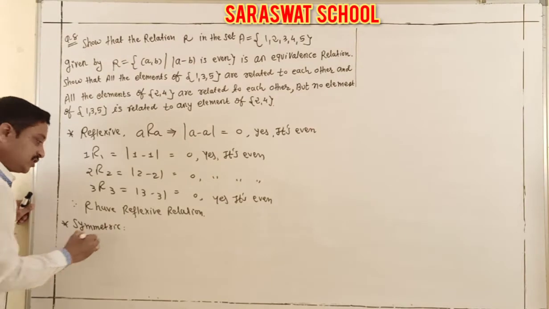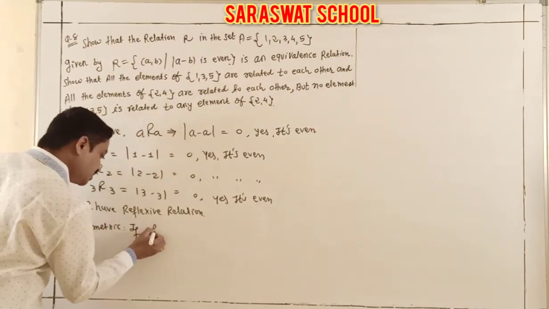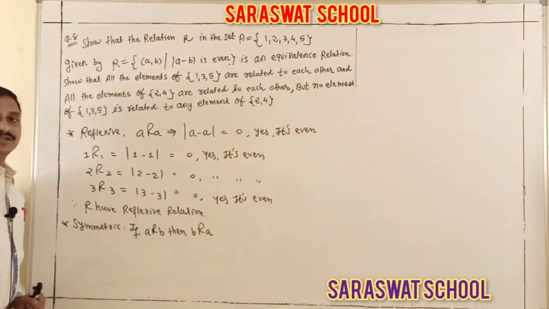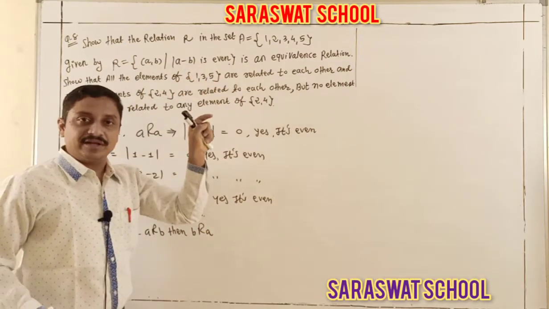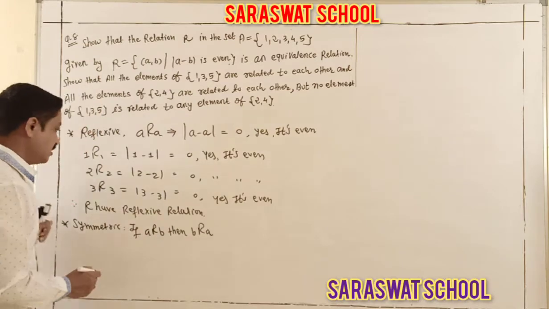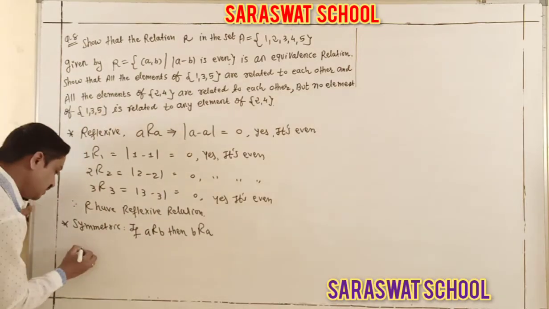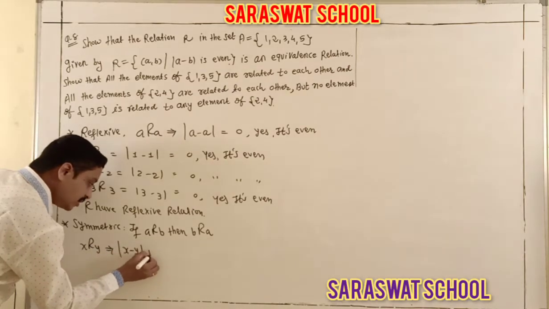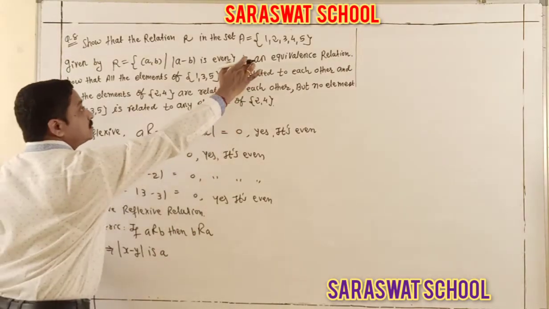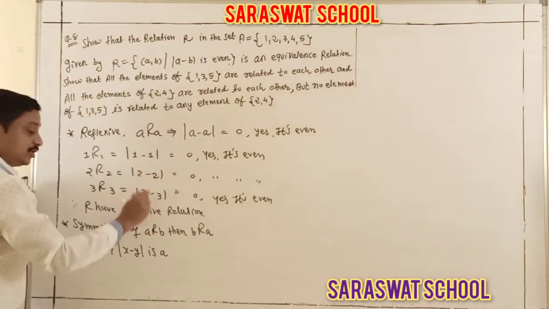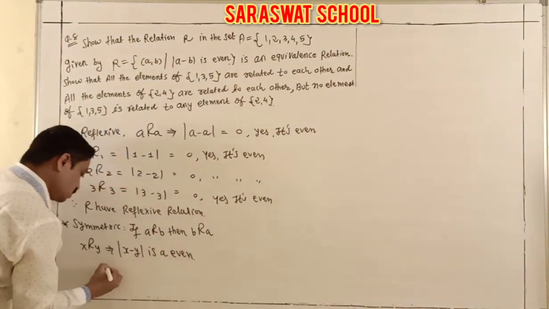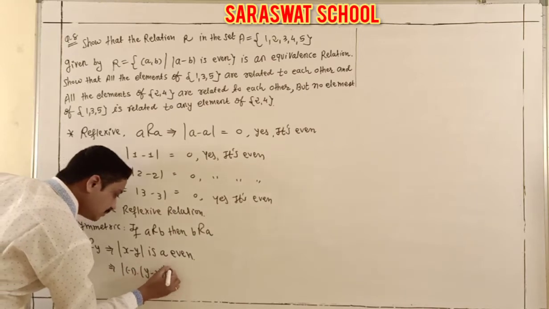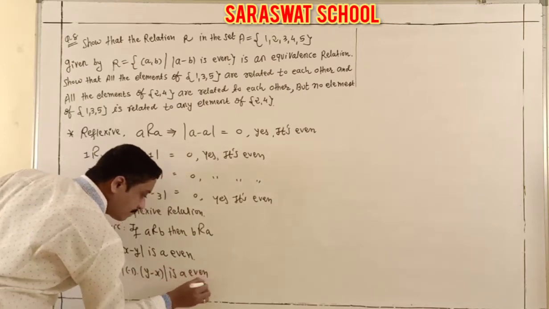Symmetric relation. What is the rule? If A relation B, then B relation A. So you check here A minus B is even. In general I explain, not number-wise now. Students, here X relation Y. Definitely X minus Y is what? We are checking it to be an even number. So just take the minus outside, Y minus X is even.